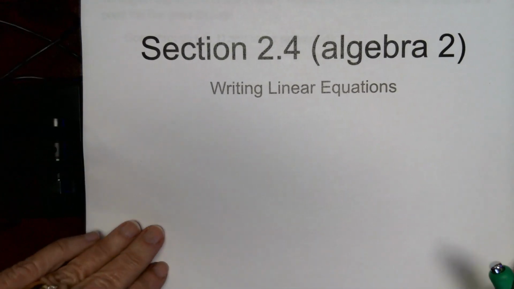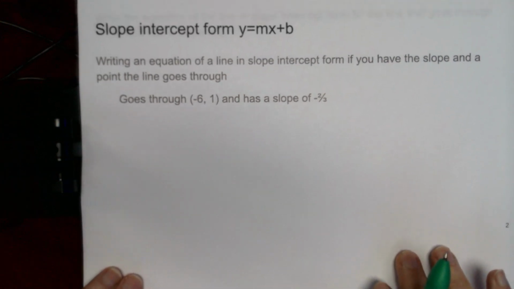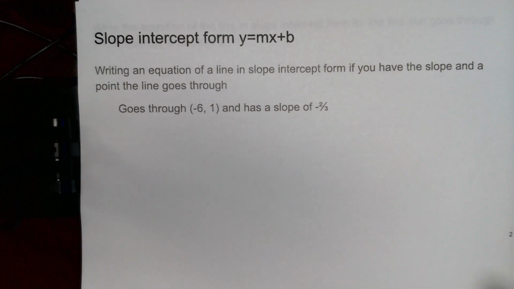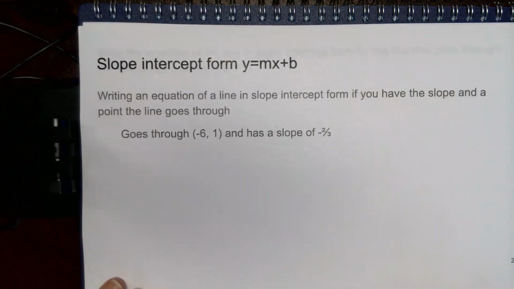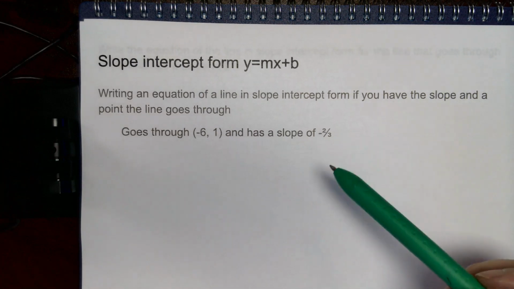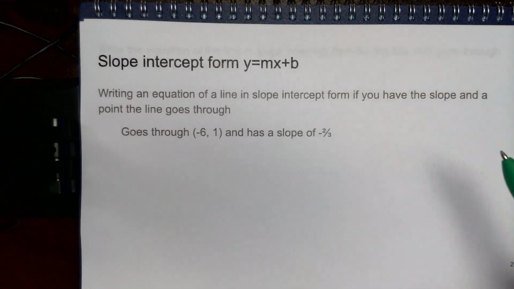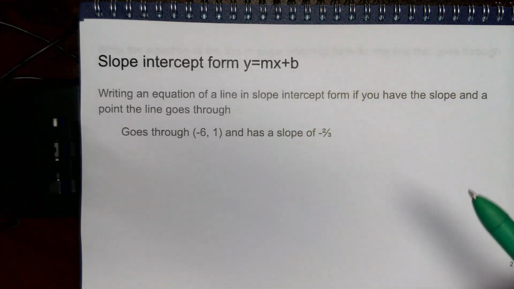Section 2.4 has to do with writing linear equations. Basically, you're going to take the information they give you and put it in equation form. We've already talked about slope-intercept form, where y is equal to mx plus b. We're going to write equations of a line in slope-intercept form if you have the slope and a point that the line goes through.